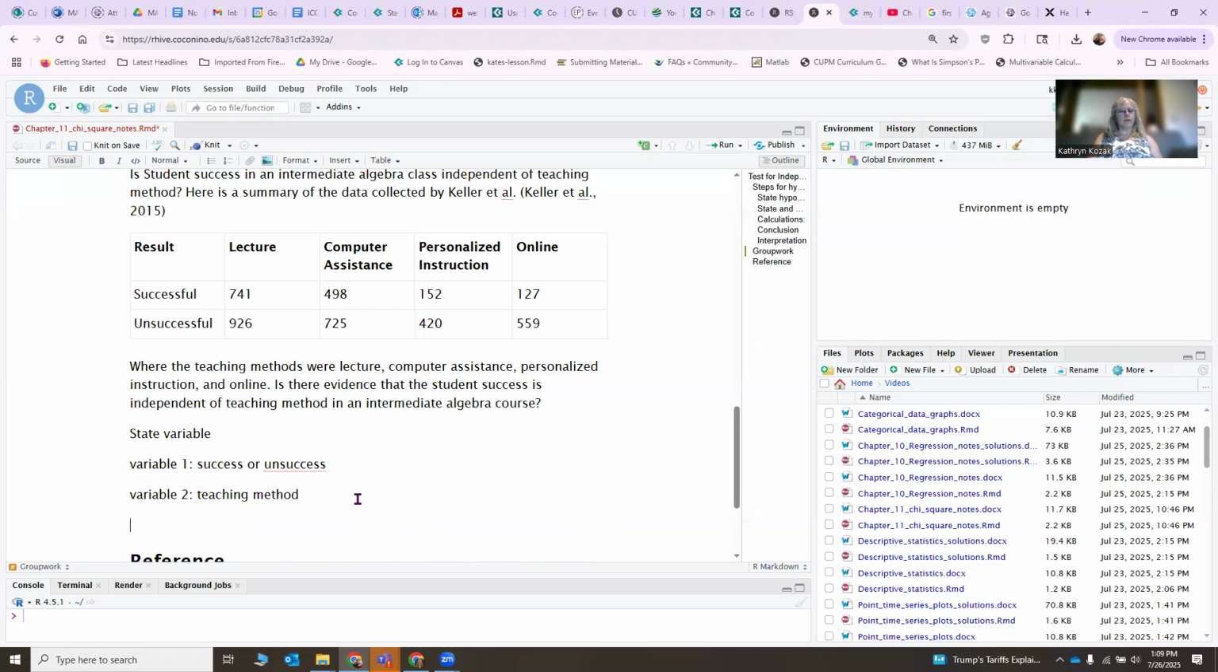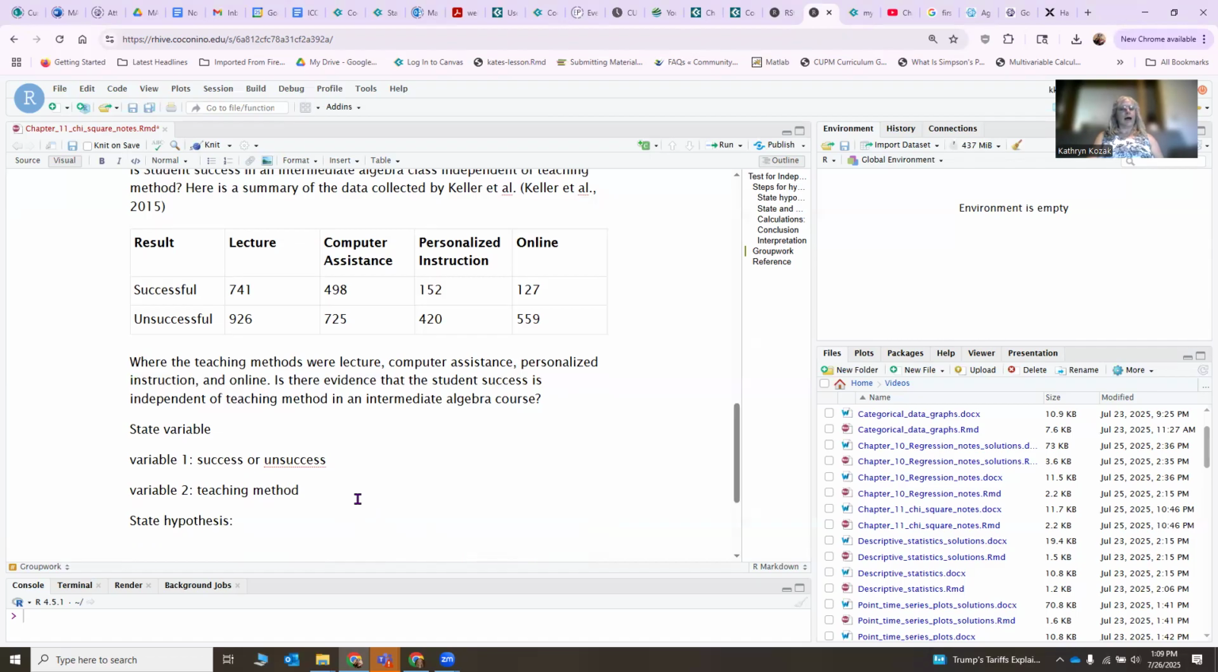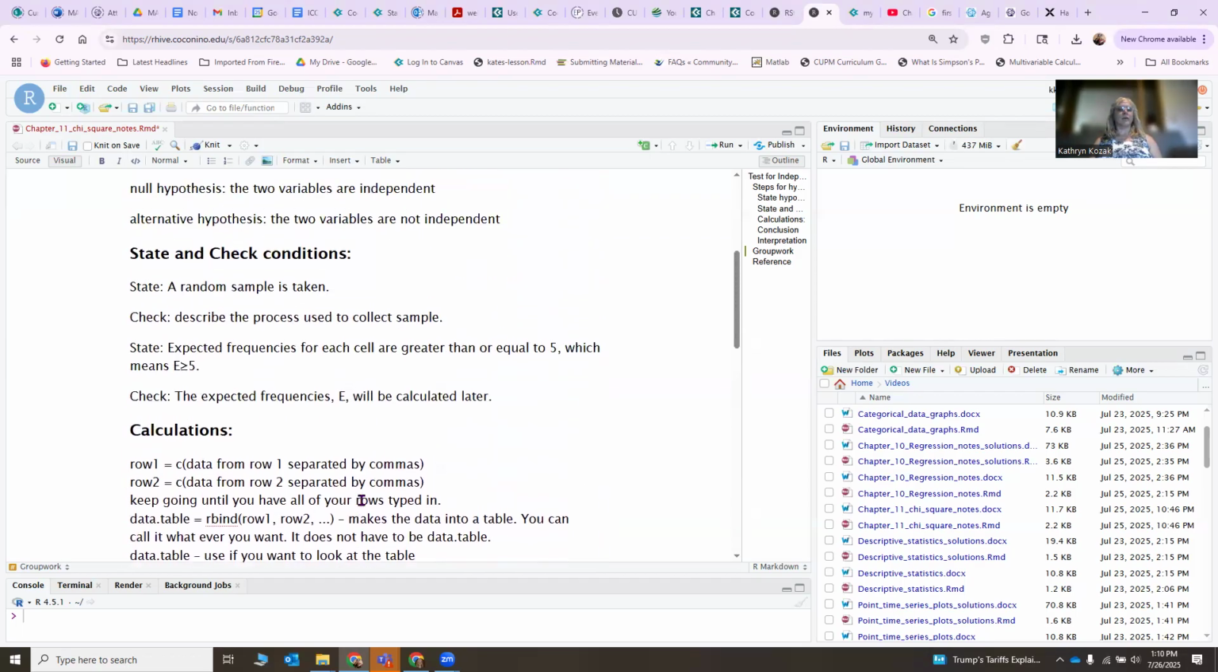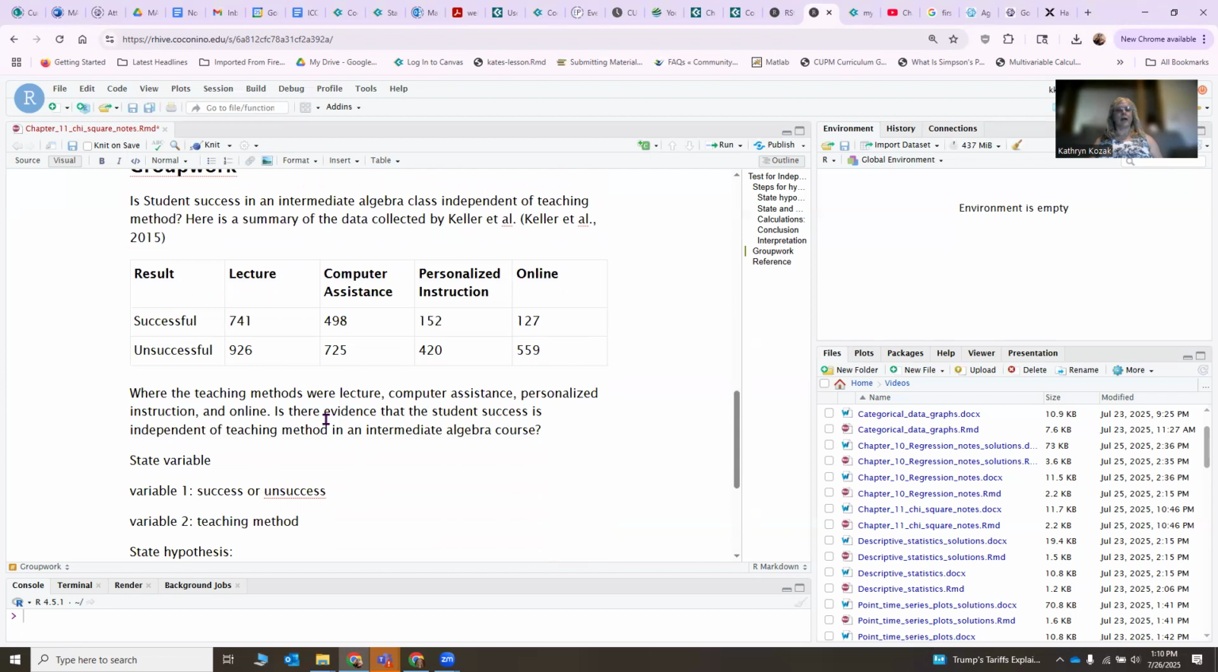Next step is to state the hypotheses, as in every hypothesis test. You're going to have your null hypothesis and your alternative hypothesis. And again, I always state my alternative hypothesis first. I'm going to go back to my question. Well, my question's right here.